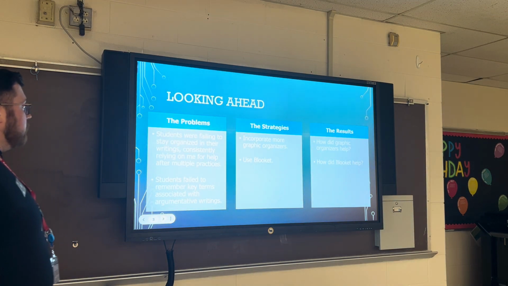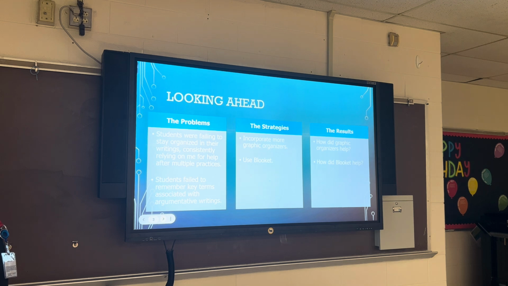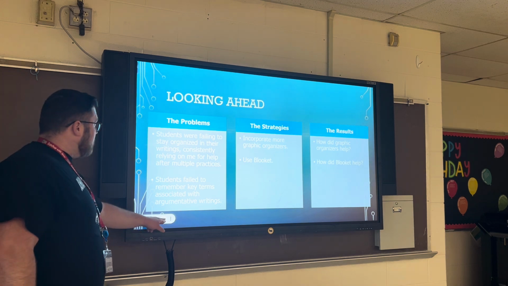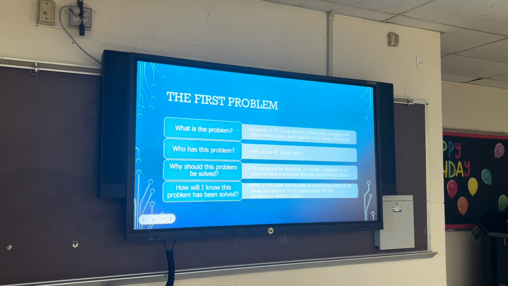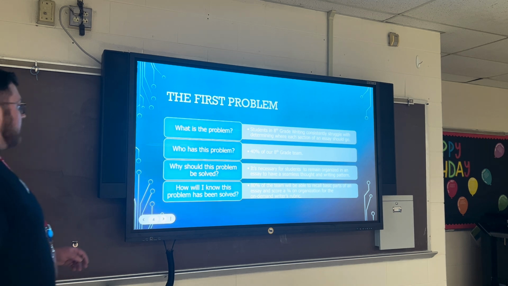So looking ahead, we're going to discuss 2 different problems, one with organization, the other with remembrance, a couple strategies, and the results. So the first problem had to do with most of the 8th grade team, 40%, which, as we all know as educators, we want at least 80% to recognize the strategies that we're teaching them so that they can succeed in life. So 40% were failing to stay organized. I talked with Ms. Fannin, and she said that I need to try to use some more graphic organizers, and that's what we're going to look at next.